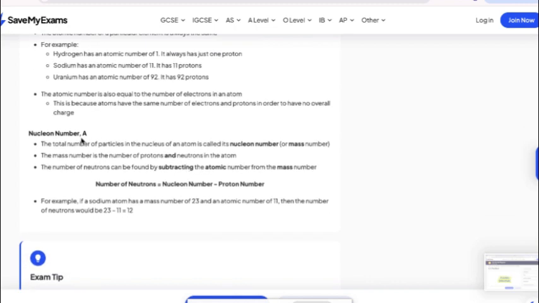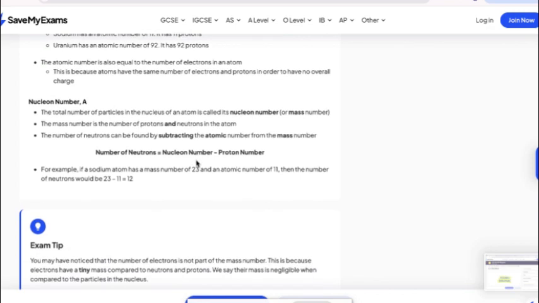Now, nucleon number, A, or the mass number. The nucleon number or the mass number is the total number of particles in the nucleus of the atom. What are those things in the nucleus? We have the protons and the neutrons. So the sum of the protons and the neutrons is equal to the nucleon number.